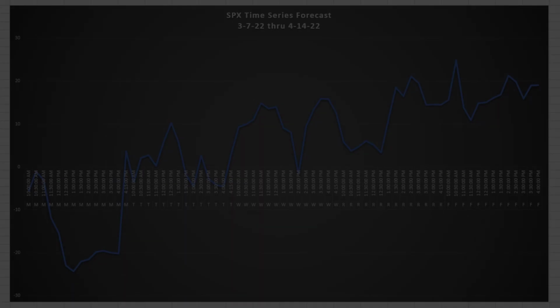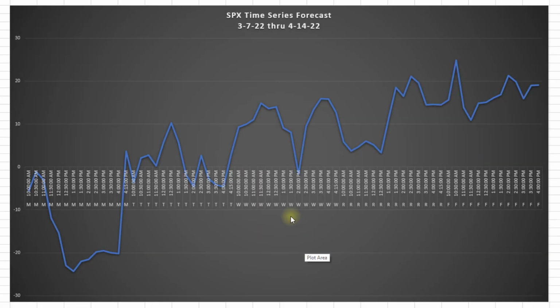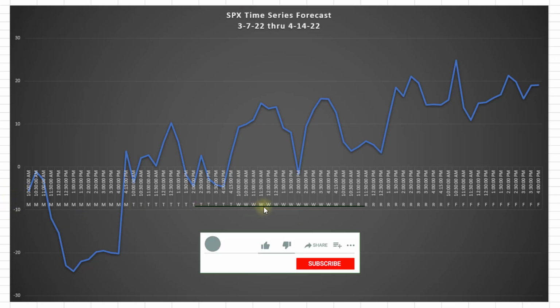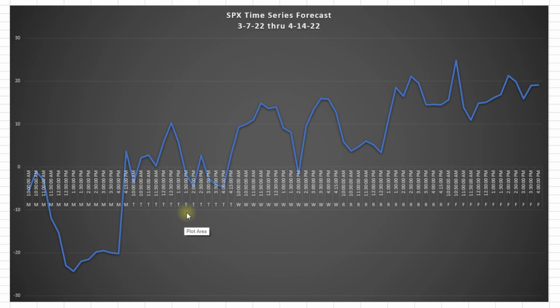Let me show you what I've been working on. So what I've done is I've taken some recent data over the last few weeks from SPX, and I'm analyzing the price movement over a series of time. And you can see we have Monday, Tuesday, Wednesday, Thursday, Friday. So this is a typical week. And I'm using 30-minute increments at this point. And again, I'm kind of playing with those increments. But right now it's 30 minutes and we're looking at the last few weeks.